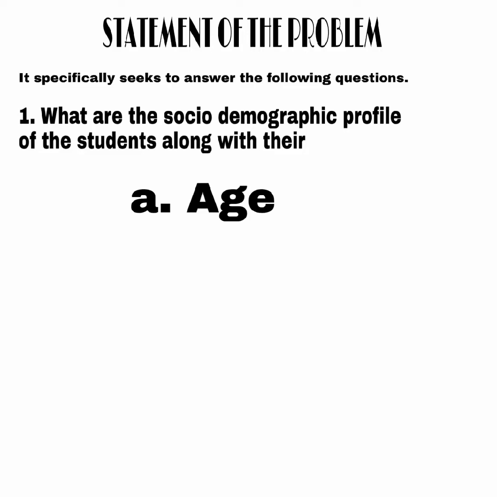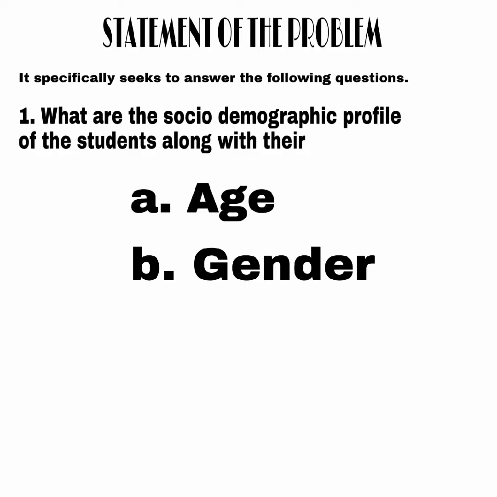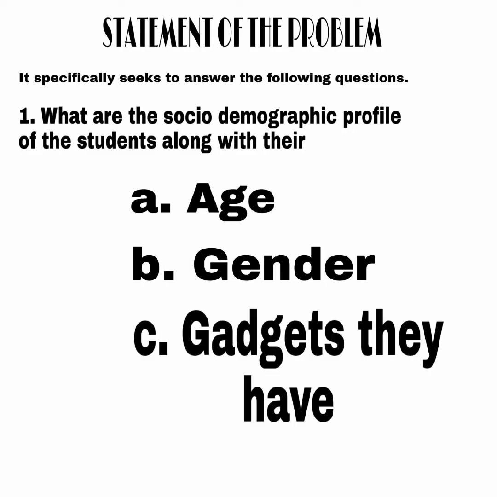The first one is the socio-demographic profile of the students along with their age, which is very important to determine because they shape the perception of demographic trends. Gender. It is also important to look at how this topic affects the learnings and opportunities available to different groups of men and women, and the gadgets they have. Knowing the availability of gadgets to every student is also important because it plays a vital role in the educational field in order to improve their skills and knowledge.